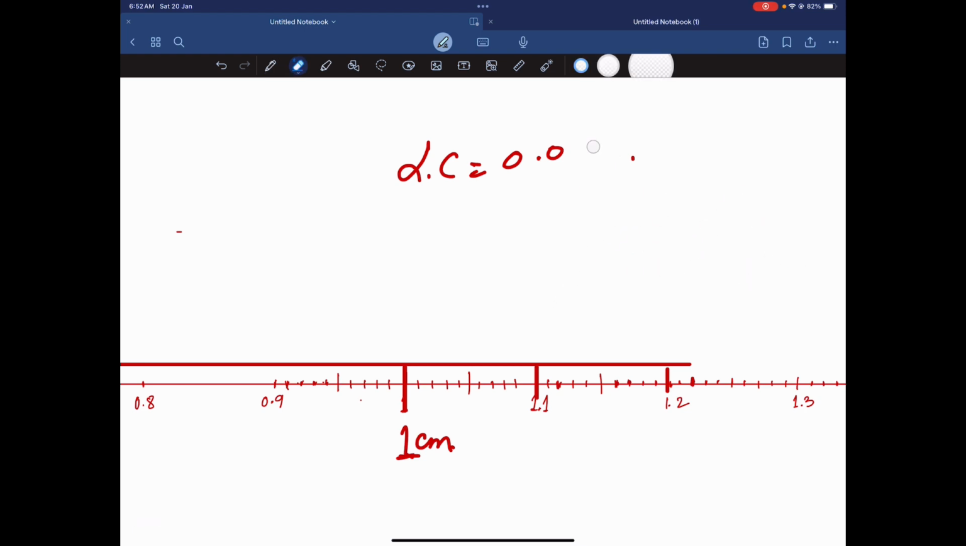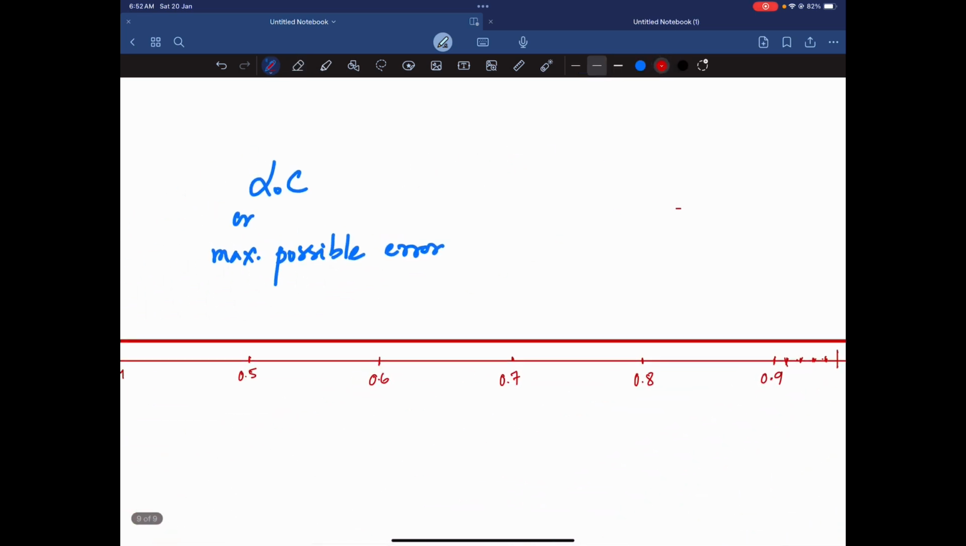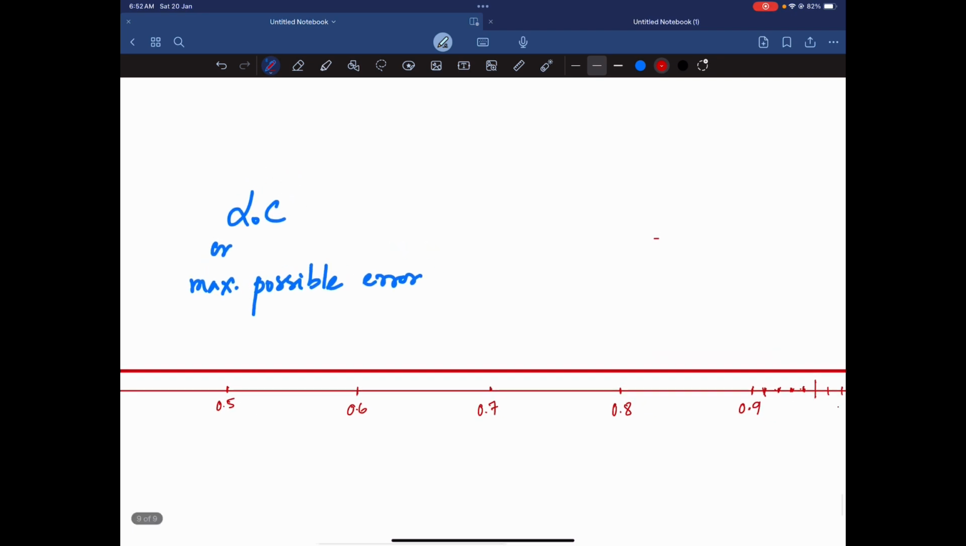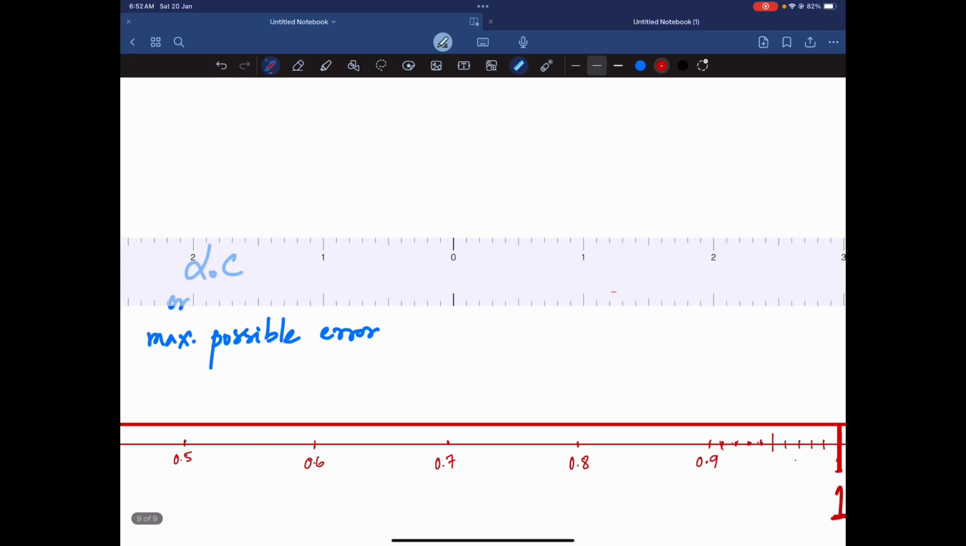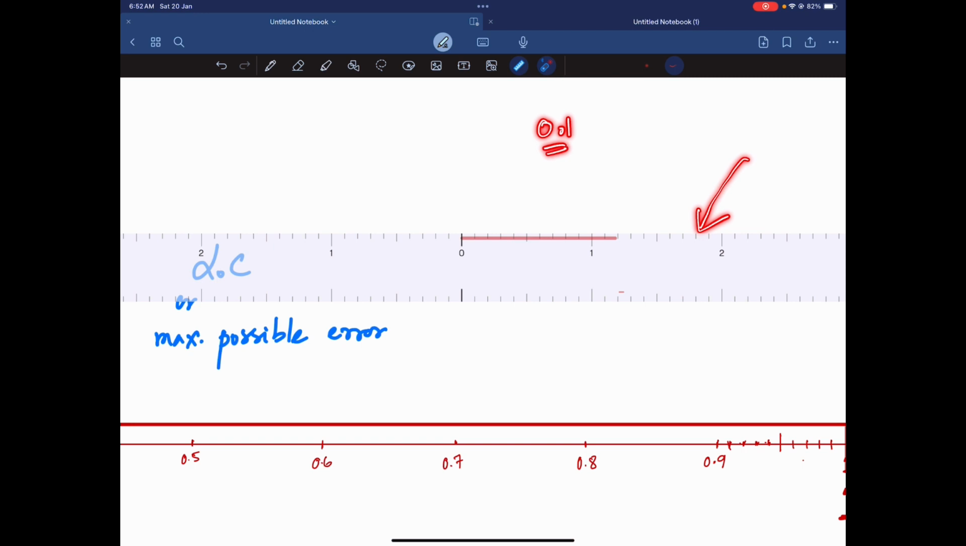Now the example. Sir, so you're telling me that to find this length, which is exactly 1.2, the maximum possible error is the least count of this ruler, which is 0.1 in this case. So the maximum possible error is 0.1. Why not 0.3? Why not 0.2? Why not 0.5?